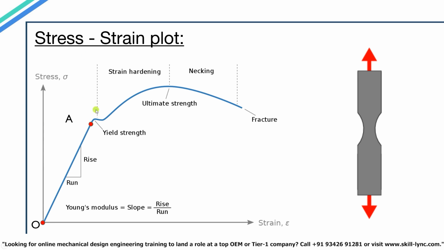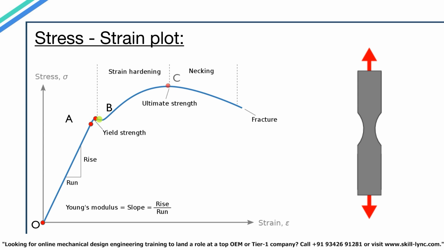Once the stress values exceed point A, the material will no longer obey Hooke's law, which means that the strain in the material will no longer be proportional to the stress value, and you can see that represented by a curve. But even in the region between point A and B, the deformation is still elastic in nature, and if the load is released, the material will go back to its original position.